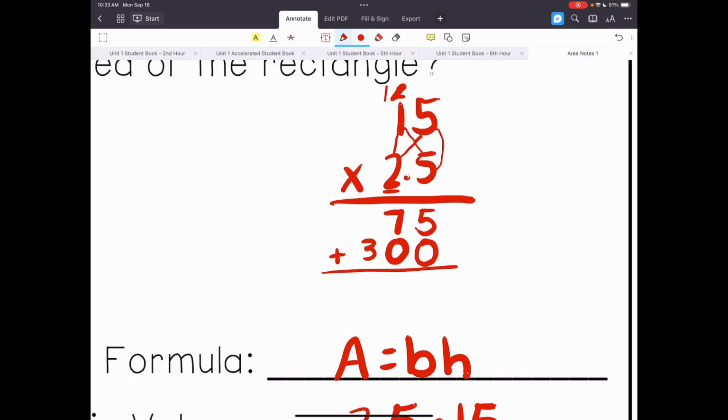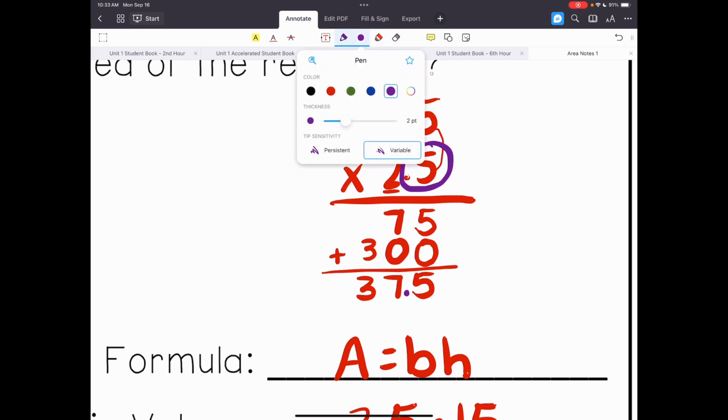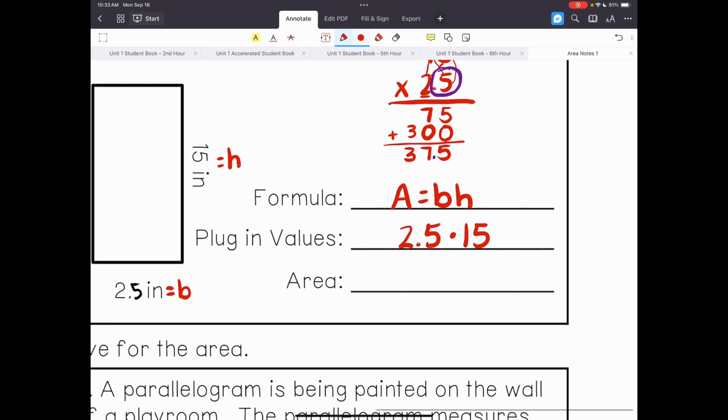Now we add the partial products. 5 plus 0 is 5. 7 plus 0 is 7. And 3 plus nothing is 3. Don't forget to look back at your original problem. We've got our 0.5, which means there has to be one digit after our decimal. So I'm going to put that one digit after the decimal. And our final answer is 37 and 5 tenths, or 37 and a half inches, units squared.